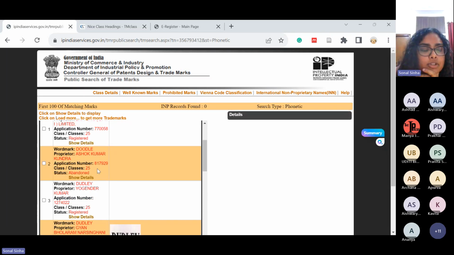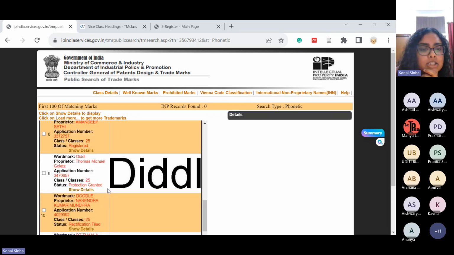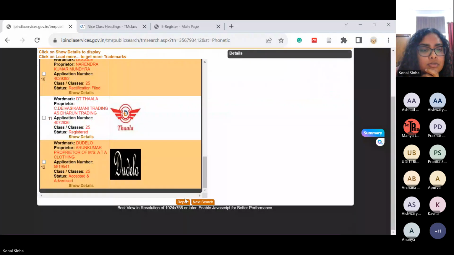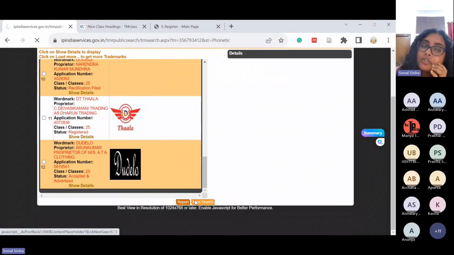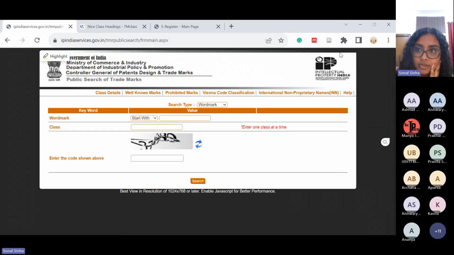What we'll do is, this shows up everywhere. Nothing phonetically similar, but again, in the first search itself, we saw that there are a lot of similar marks. So the advice to the client is there is quite a lot of threat to it, and we will have to strategize accordingly. Maybe again, come up with a creative mark or specific goods or services like that.